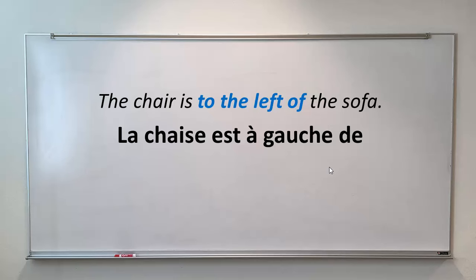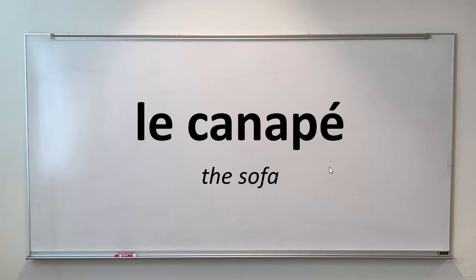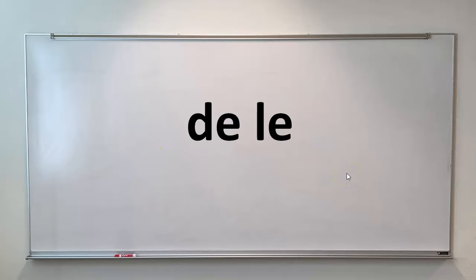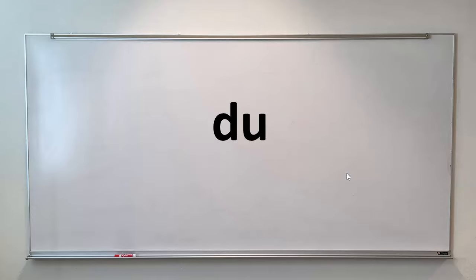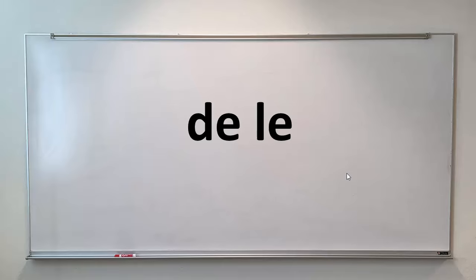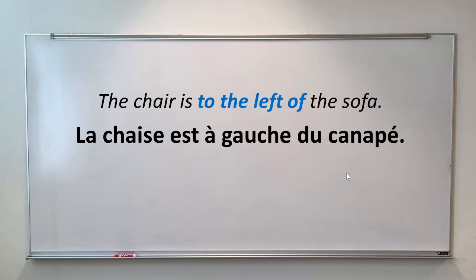And then the sofa. How do you say sofa? Remember, this one is masculine, so there's a little trick that happens here. Le canapé for sofa. So, à gauche de, and then le. Remember what happens with de and le. This is an obligatory contraction. De le, du.